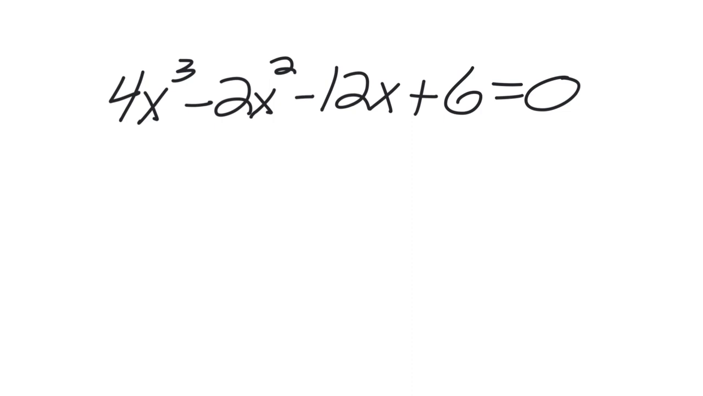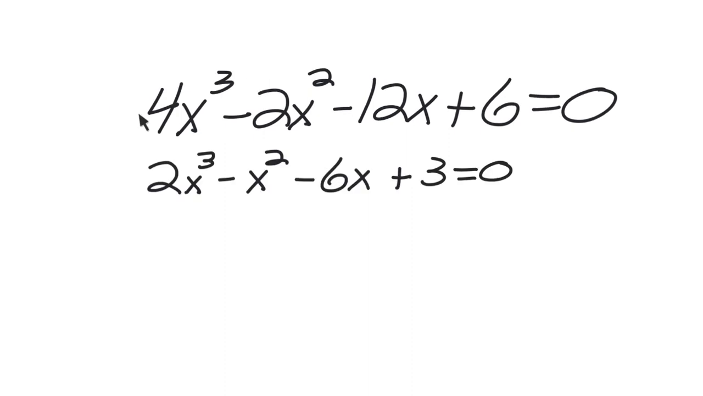So we can look and we see through here that we've got a 4 and a 2 and a 12 and a 6. One of the easiest things we can do is just right away divide the whole entire equation by 2. So if we do that, we've got 4 divided by 2, we get 2. 2 divided by 2, we just get a 1. 12 divided by 2, we get a 6. And then 6 divided by 2, we get a 3.